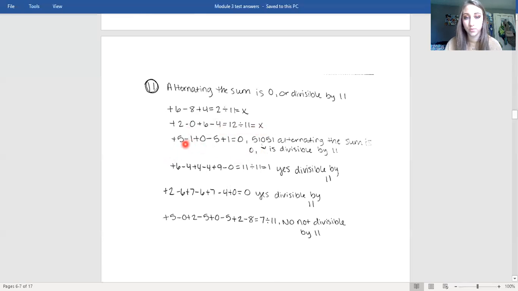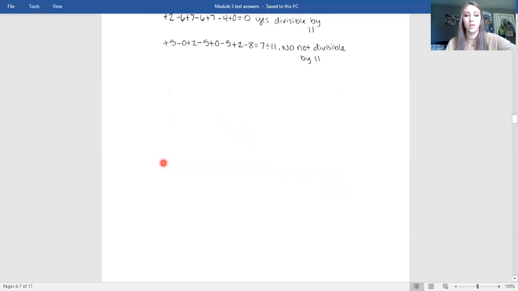Okay, this one, we'll try this one because yes, it works. Okay, plus 5 minus 1, 0 minus 5 plus 1. Okay, alternating the sum is 0 and it's divisible by 11. Okay, so that's how you do that.